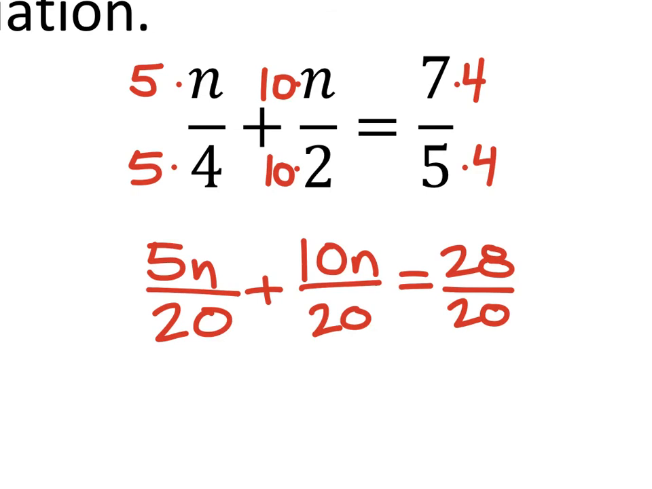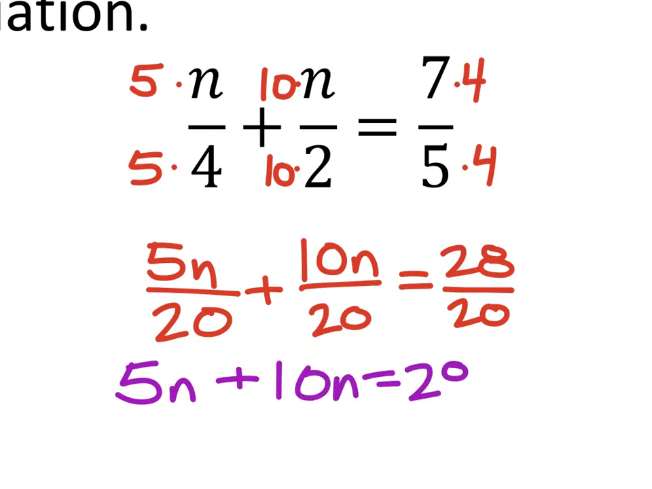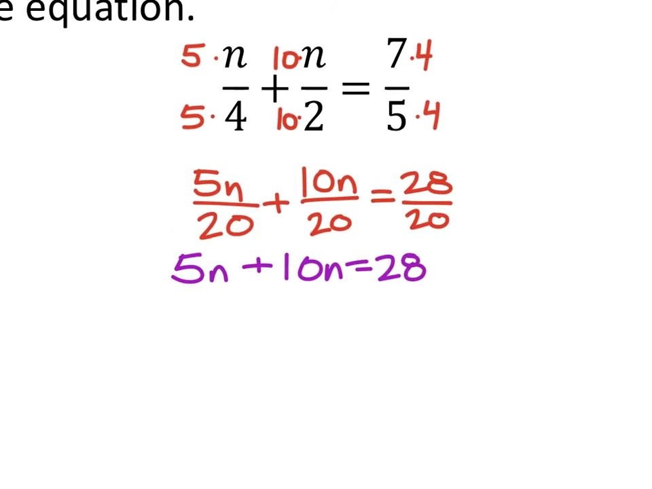I can see that the denominators are all the same for all three terms in this equation. So I'm going to rewrite this equation with no denominators. 5n plus 10n equals 28. And, you know, if the fractions give you guys anxiety, this should look pretty good right now. We can solve this pretty quick because I can combine my like terms, the 5n and the 10n, to make that 15n, which equals 28 now.